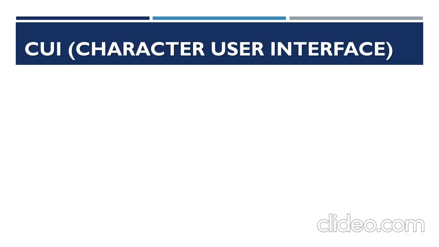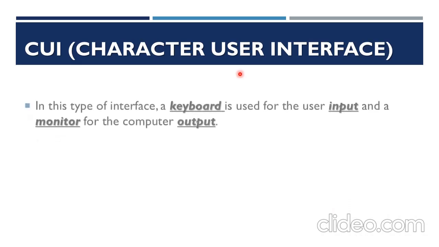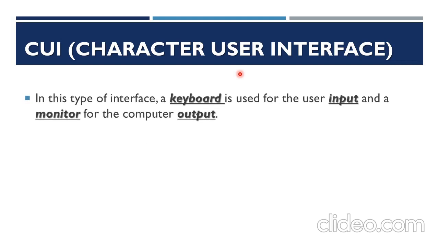The first one is Character User Interface, CUI. In this type of interface, a keyboard is used for the user input and a monitor for the computer output. Only two devices can be used, the keyboard and the monitor. The keyboard is used for the user to enter the data, and the monitor is used for the computer to display the output. So you cannot use the mouse to enter the data in the character user interface.